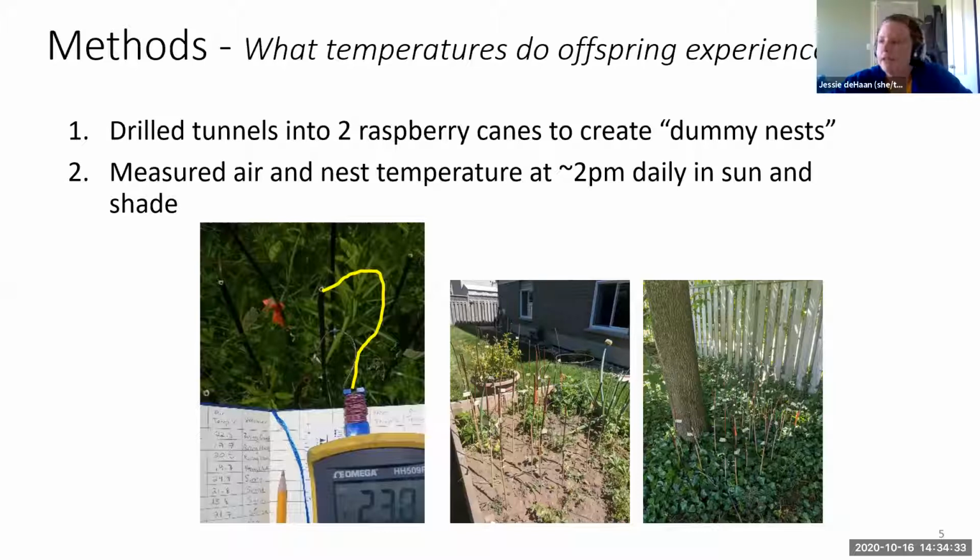And I was able to construct what's called a dummy nest, where I drilled a hole into a raspberry cane to create an artificial tunnel. And because Ceratina don't reuse tunnels, there was no risk that they would take over that tunnel. So I didn't worry about stabbing them with the probe when I went to measure the temperature. But in any case, it was just a wire that I inserted into it about 10 centimeters down to record the internal nest temperature. And I had one of these dummy nests at both sites, one in the sun and one in the shade.